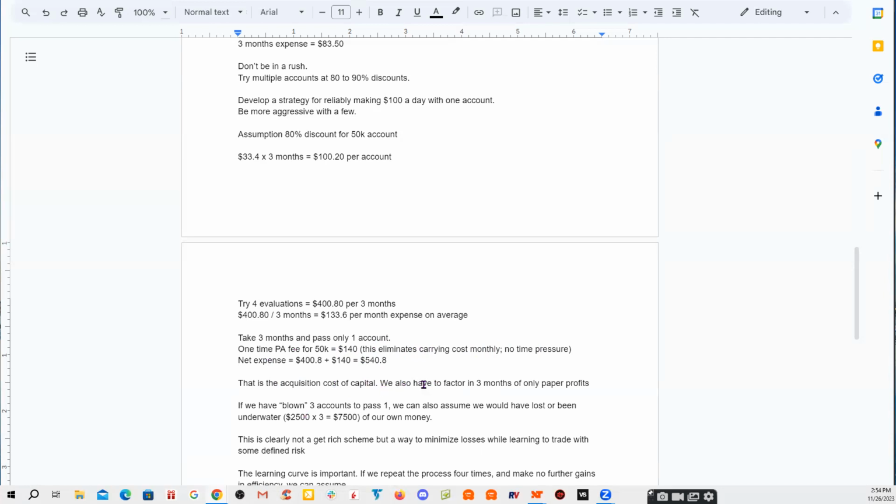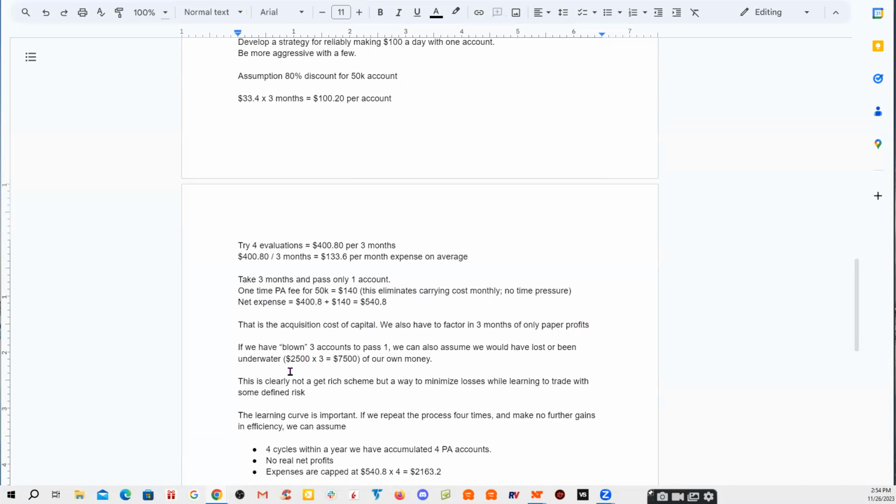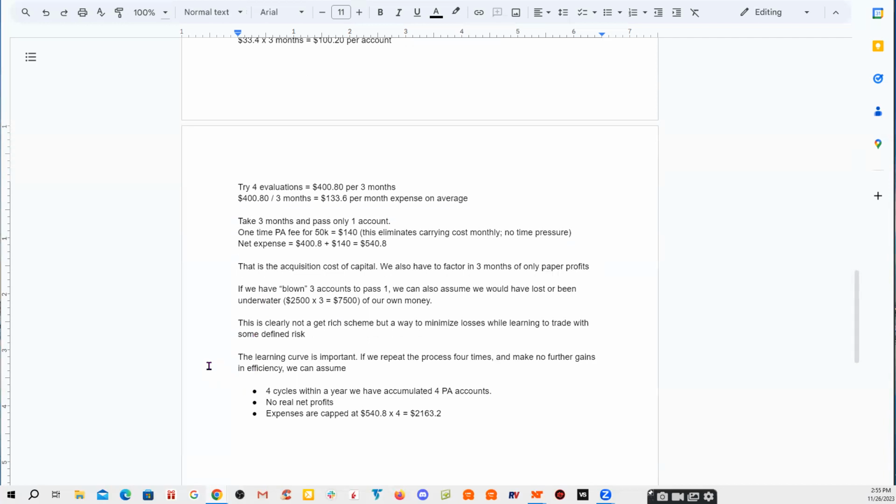And you also are realizing that you're not making any money this time. These are just to fund these accounts. They're paper profits only. If we look at the blown 3 accounts in the past, you can also assume we would have lost or been underwater $7,500 of our own money. So this isn't a get rich quick scheme, but it's certainly a way to minimize our losses while learning to trade with some defined risk.